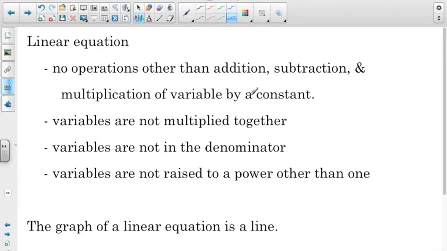When we talk about multiply, we're talking about division too, because I can take x divided by 2, which is 1/2 times x. So think of division that way too. Variables are not multiplied together. Variables are not in the denominator, or downstairs in the fraction, and variables are not raised to a power other than the power of 1. The graph of a linear equation is going to be a line, which we discussed already.